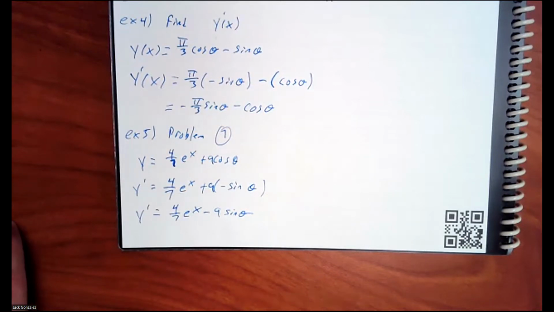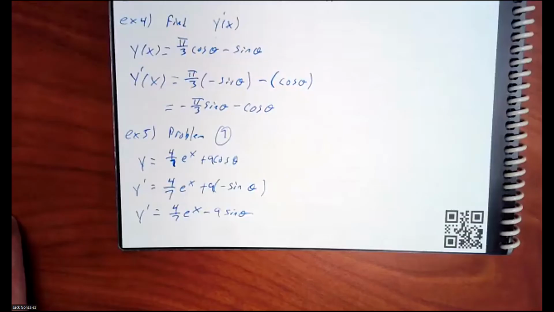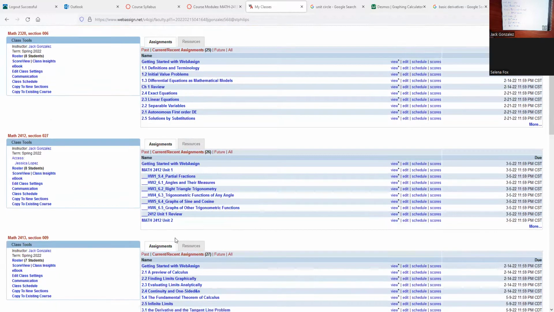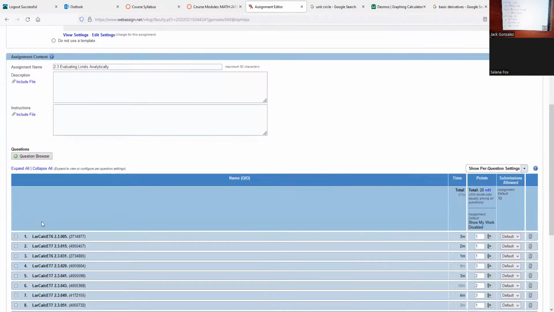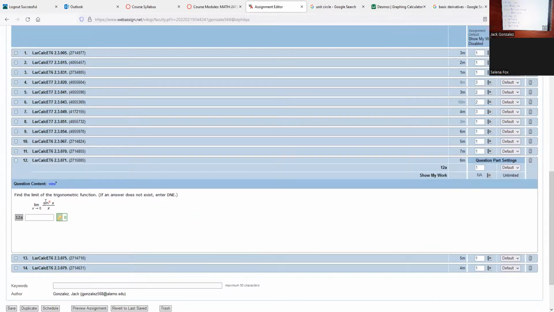Let's look at the schedule. Question, what was it again? Sorry. 2.3, question 12. Question 12. Find the limit. It's the exponent on the sine that's messing me up. I don't know what to do with it.